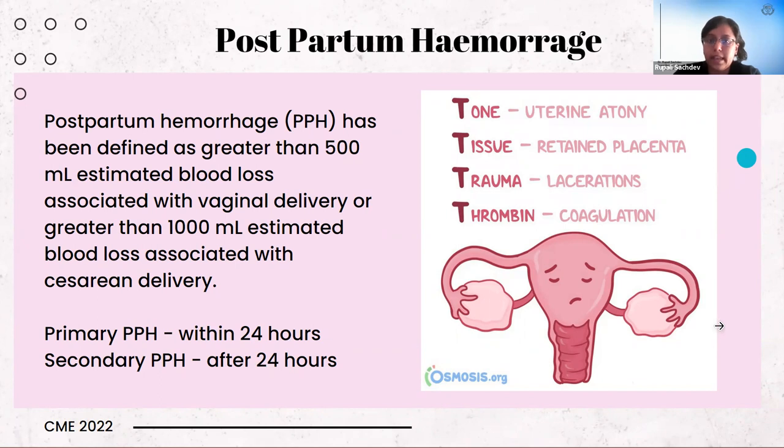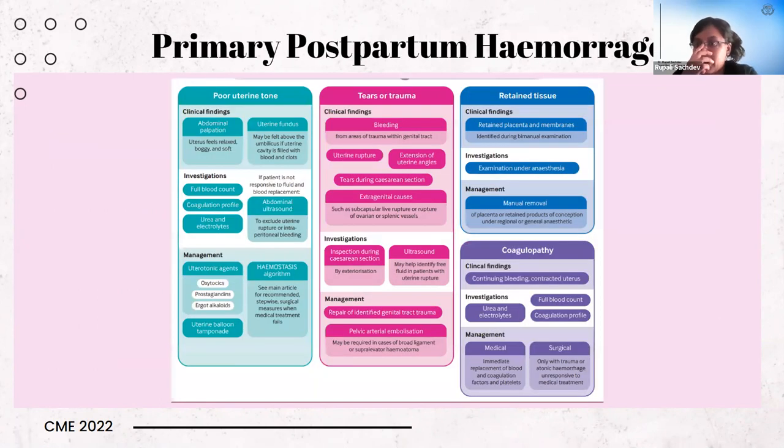Okay. So this is basically the algorithm for primary postpartum hemorrhage. Again, we did the four T's. So if you have a poor uterine tone, on abdominal palpation, the uterus will feel relaxed, boggy, and soft. And the uterine fundus can be above the umbilicus if the uterine cavity is filled with blood and clots.